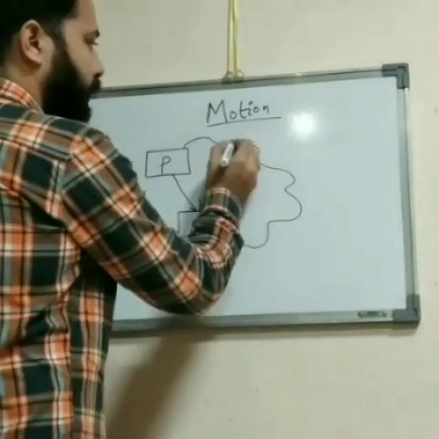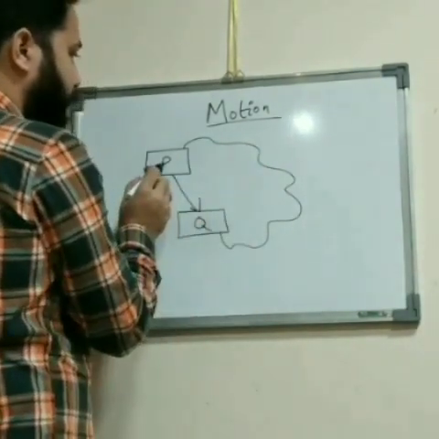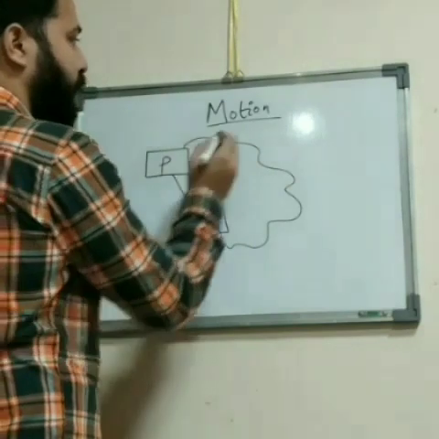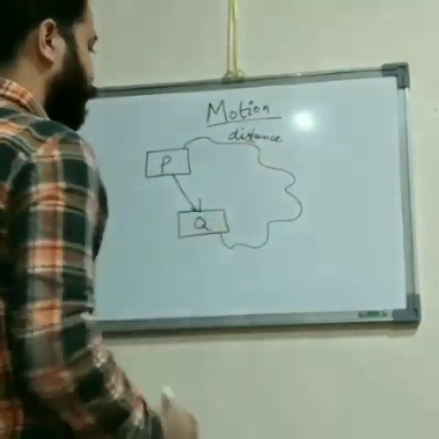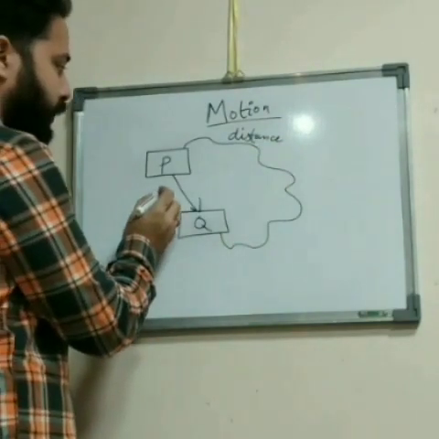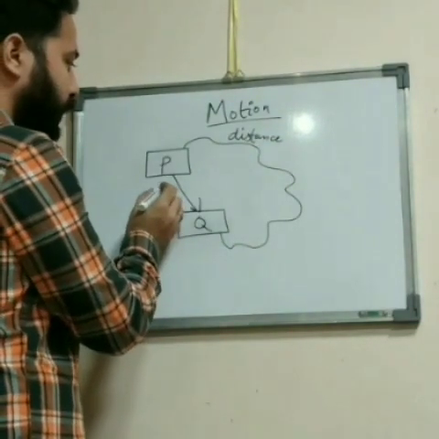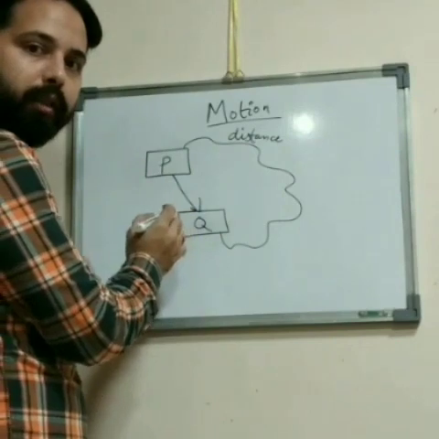The total path covered by an object from point P to Q is known as the distance traveled by it. This is called distance. The shortest path or distance measured from initial point P to final point Q is known as displacement.